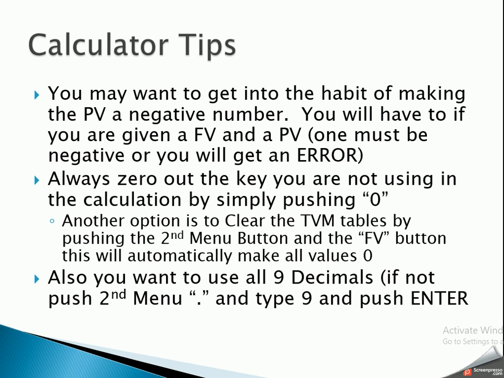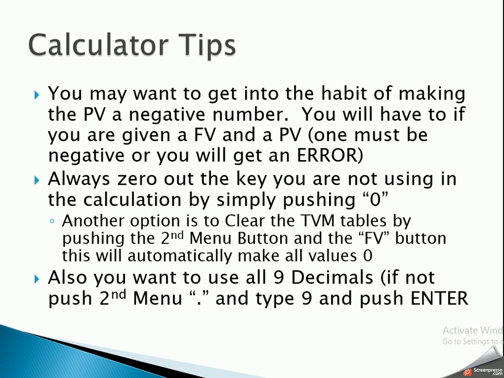And what I do is, because there are 5 time value of money keys, we normally are only using 4. There's always one that's 0, so I always zero that out. I actually push a 0 and then push that corresponding button, and that way I never have to worry about any values being in there. You could also hit the second menu button and the FV button. That clears out those time value of money tables and makes them all zeros. So you could do that as well, but just make sure you're clearing those out, because if you do not, the values that were in there in the last problem will stay.